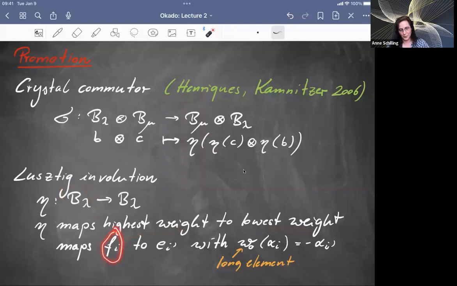So an Fi operator would be mapped to an Ei prime operator, where for type A, for example, an Fi operator would go to an E_{n-i} operator. But for type C, Fi would just be mapped to Ei. And then the crystal commutor basically wants to take a tensor product B lambda tensor B mu and switch the two tensor factors. So it wants to go from B lambda tensor B mu to B mu tensor B lambda. What you do is you take each tensor factor and act on it with this Lusztig involution, so you flip those upside down, but then you also flip the entire thing again with this Lusztig involution. So that's how the crystal commutor is defined.